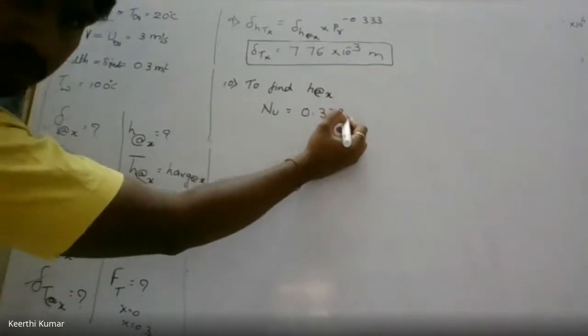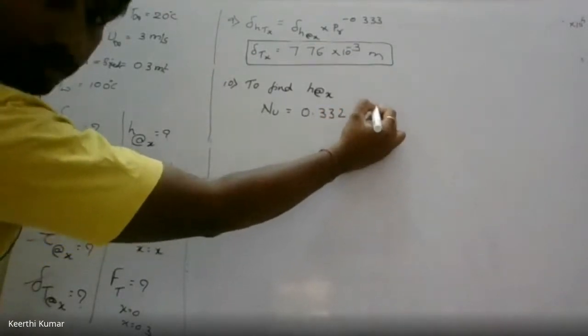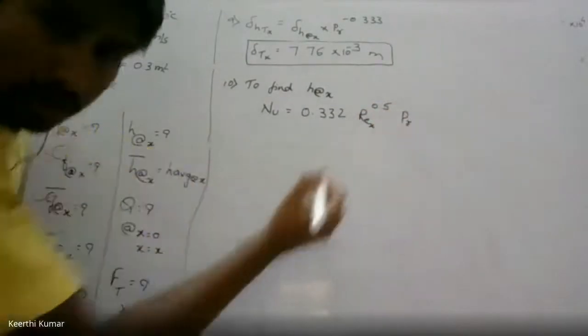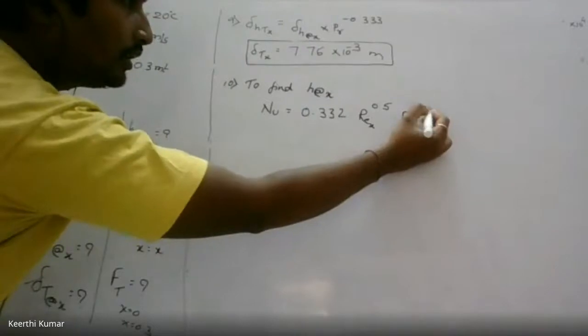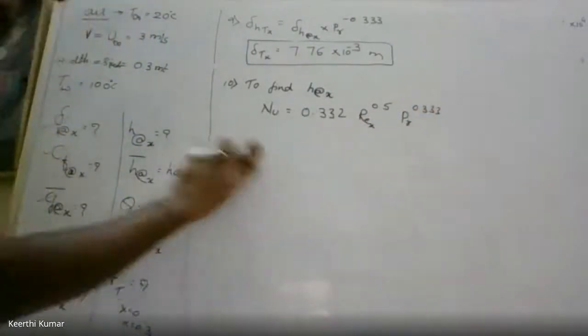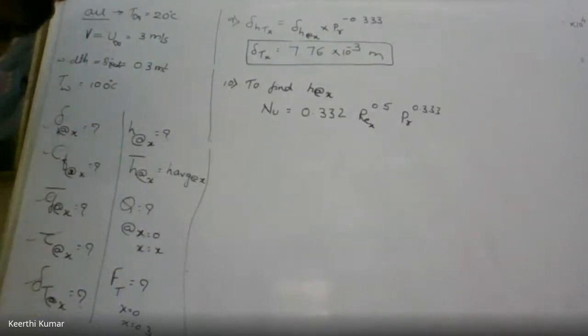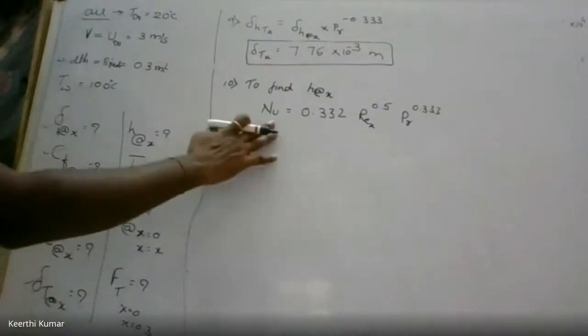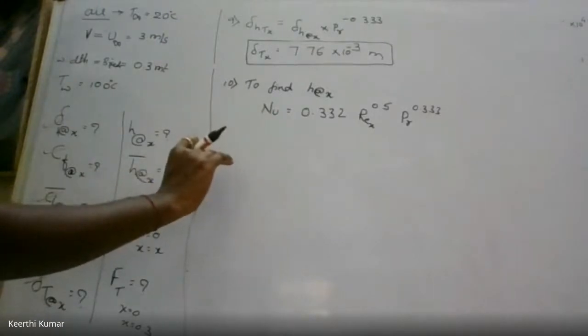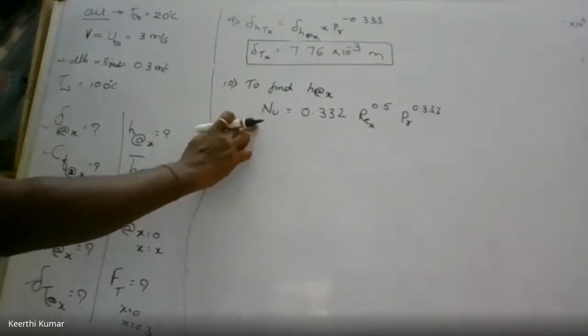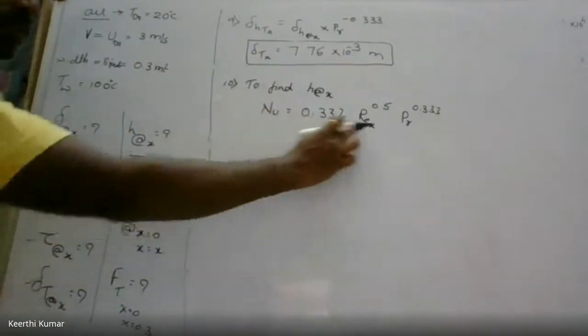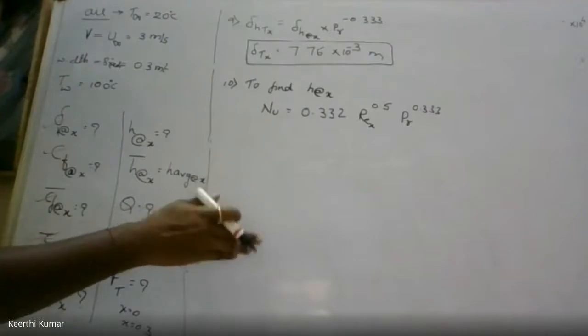0.332 into Reynolds number at x to the power of 0.5 into Prandtl number to the power of 0.333. This Nusselt number holds good only if the Prandtl number is in the range of 0.6 to 50. What is the Prandtl number we got from the properties? Around 0.696, which is in between 0.6 to 50. So we can use this equation. If it is less than 0.6 or greater than 50, there is a different Nusselt number. Remember, the procedure is same, but the formulas are different.